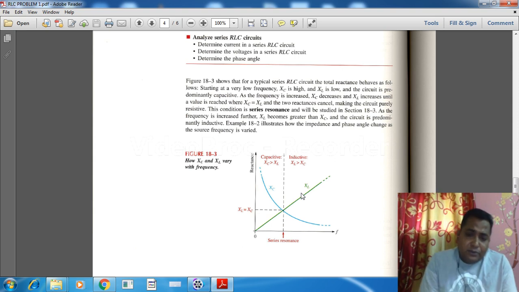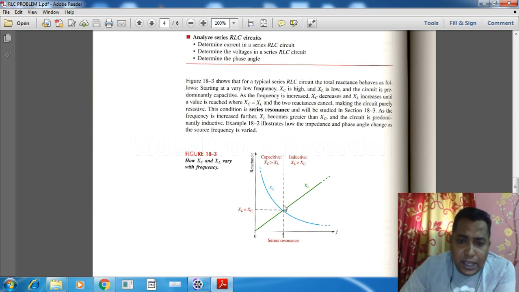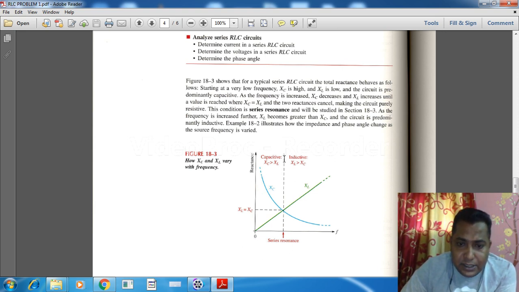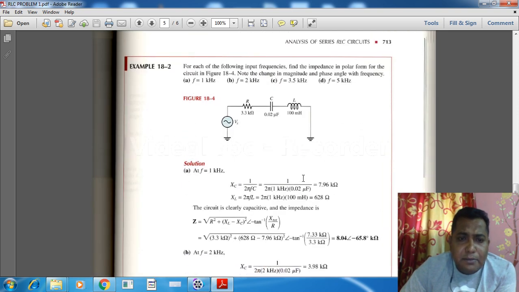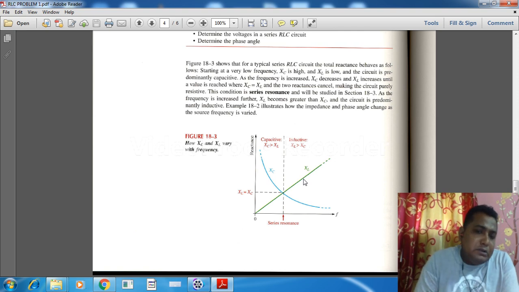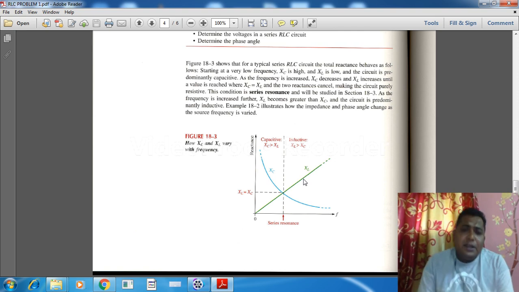For now, just follow. Before resonance, the total reactance value, the net reactance value, is capacitive. See this section, and after resonance, this is inductive. Yes, this is the concept, how we can think about the properties changing with respect to the frequency, because XC and XL are both frequency dependent quantities.